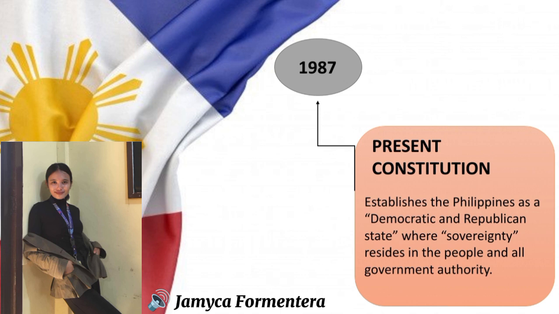Persistent problems like corruption, political dynasties, and voter disenfranchisement undermine true democratic representation. As a result, many citizens feel powerless and disconnected from the political process, weakening trust in institutions. To address this, there must be stronger enforcement of anti-corruption laws, political reforms to limit dynasties, and comprehensive civic education to empower, inform, and encourage active citizen participation.